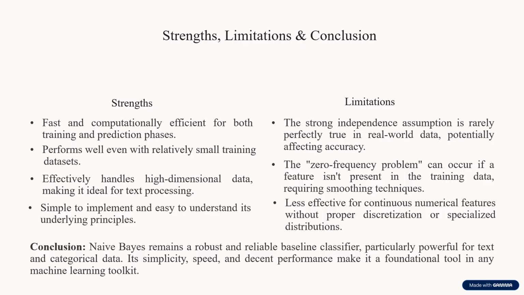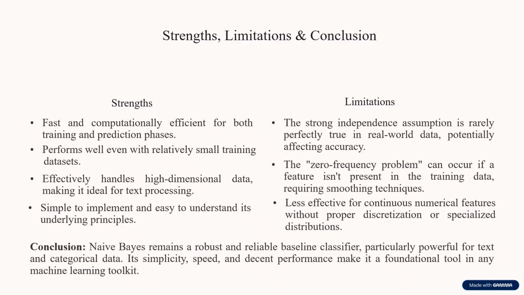Limitations are: the strong independence assumption is rarely perfectly true in real-world data, potentially affecting the accuracy. The zero frequency problem can occur if a feature isn't present in the training data, requiring smoothing techniques. It is also less effective for continuous numerical features. If the features vary continuously, then we are going to have a problem with miscalculations. So in that case, this naive Bayes algorithm is somewhat not suitable for that scenario.